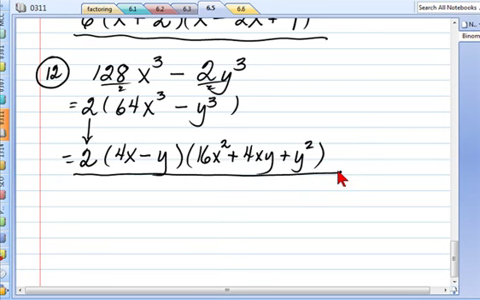So the first time, first parentheses, you don't square anything? No. You actually take the cube root of 64x to the third, and you take the cube root of y to the third to get these. Nothing is squared there. And then this one's a square, and this one's a square.